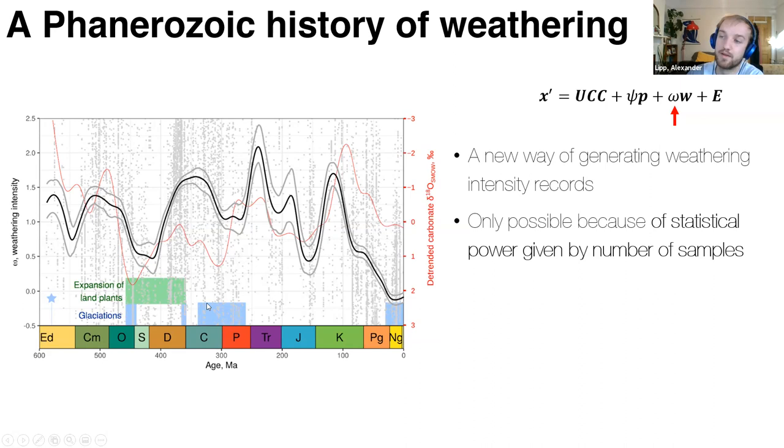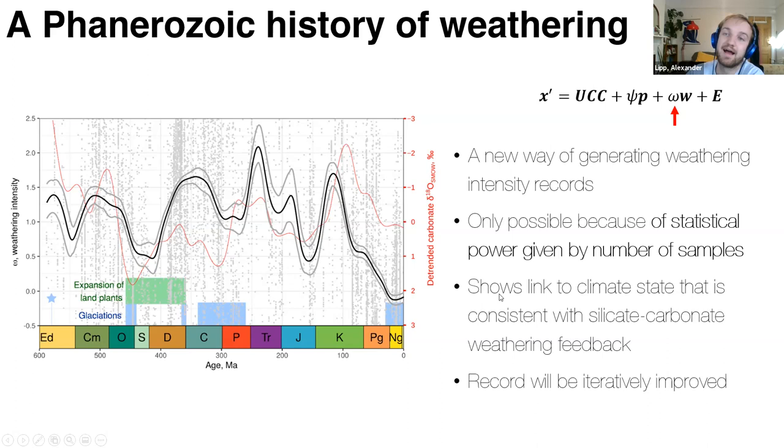So there's potentially some interesting correlations to be made about weather intensity and climate. And I think what's really interesting to me is that as the STP data go through even more phases, and data is collected from around the world, this record is only going to get more and more refined and improved and reliable as data is added.